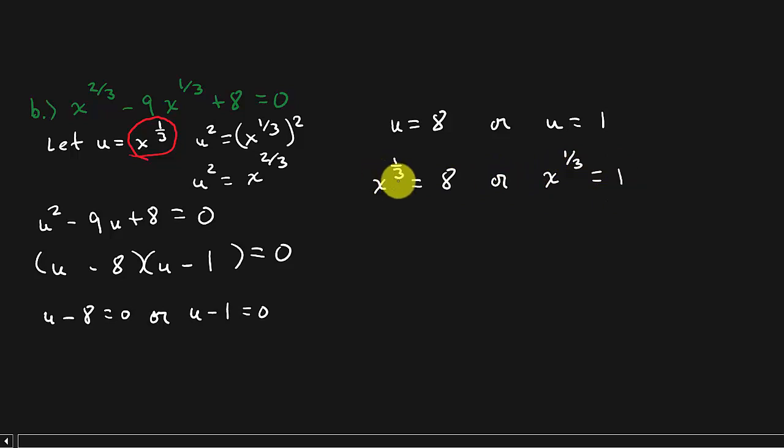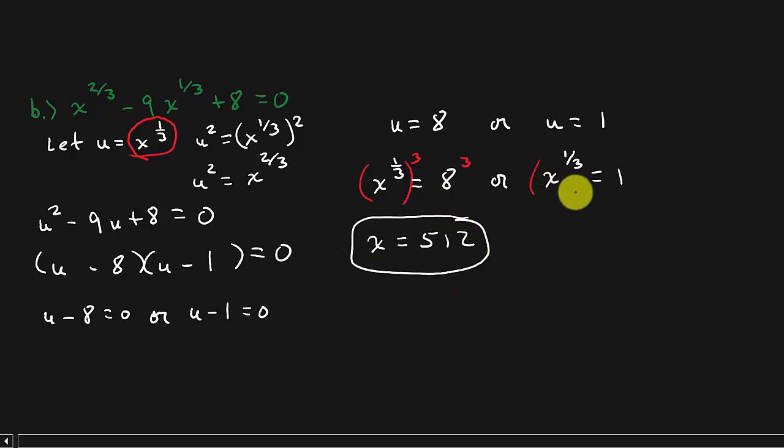Now remember, this is like the previous example, right? We've got x to a rational exponent equals a number, x to the m over n. So for this, what am I going to do? I'm going to cube both sides. 1/3 times 3 is 1. And so this is going to give me x equals 512. There's that answer. And same thing here, I'm going to raise both sides to the 3rd power, so x equals 1 cubed, which is 1.